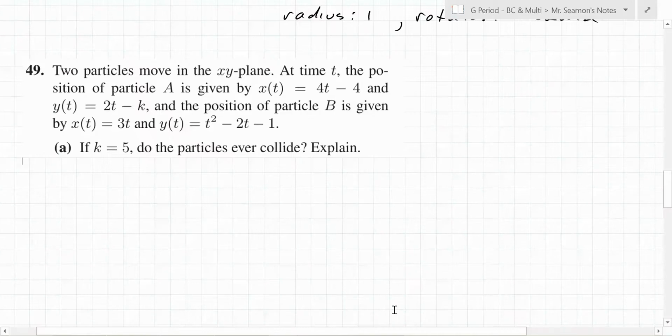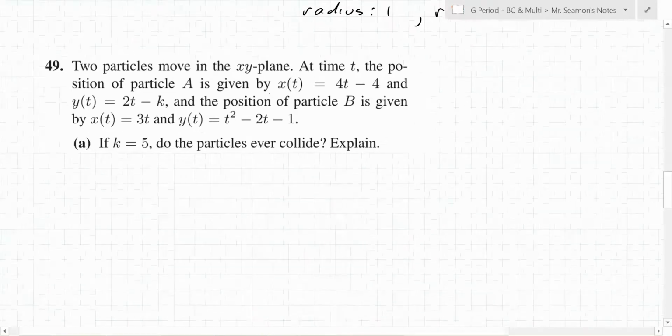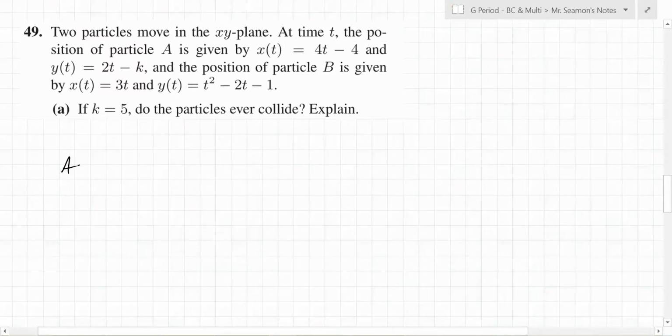Okay, two particles move in the xy plane. At time t, the position of particle A is given by those two, and particle B is given by those two. If k equals 5, do the particles ever collide? So the first thing is, if k equals 5, what do the equations look like? You have x of t is equal to 4t minus 4, and y of t is equal to 2t minus 5.